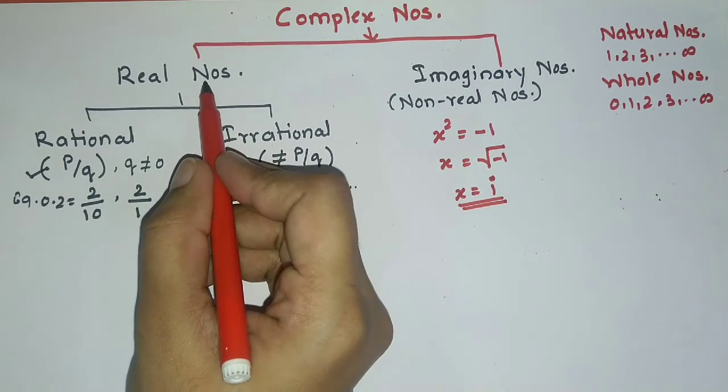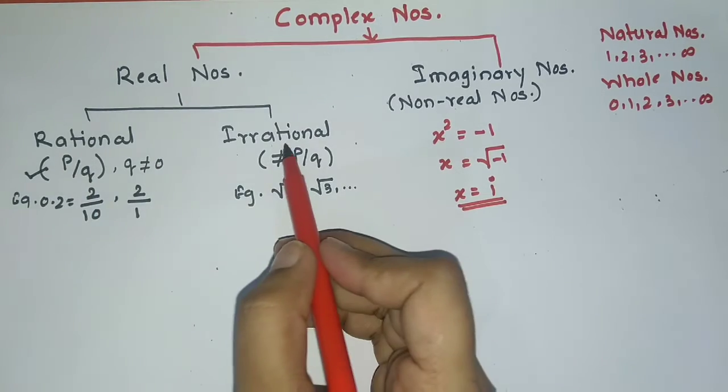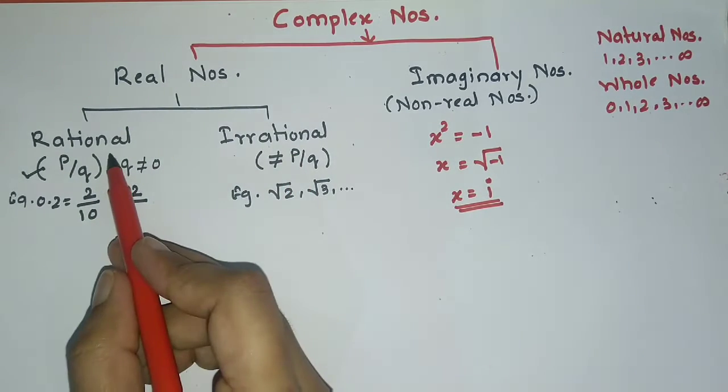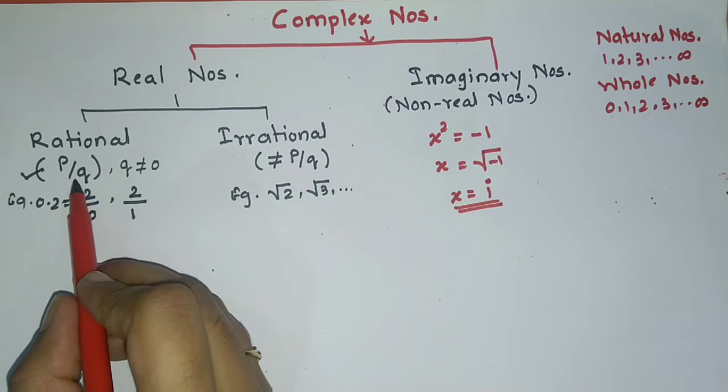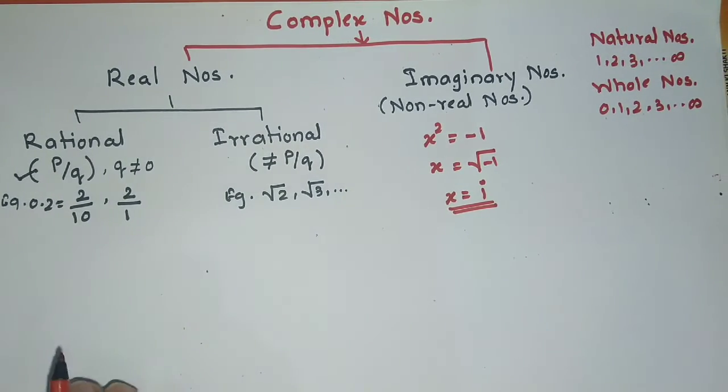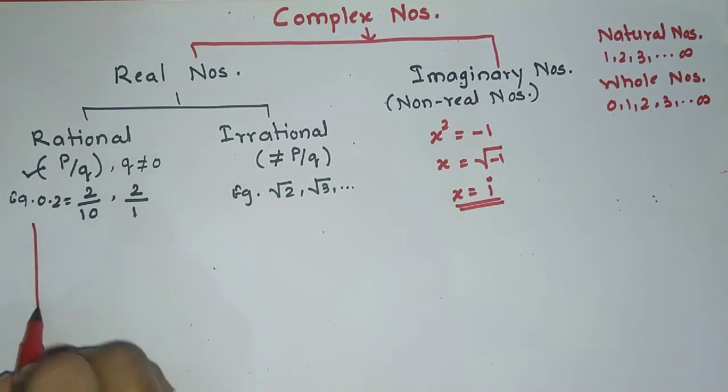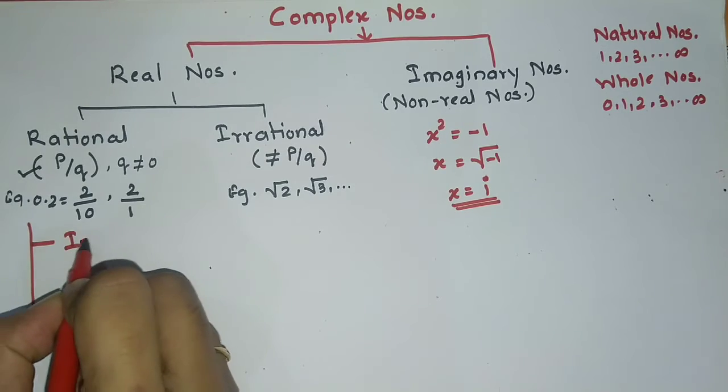And these real numbers are classified as rational numbers and irrational numbers. Rational numbers are those which can be denoted in the form of P by Q. Then integers and fractions come under rational numbers.